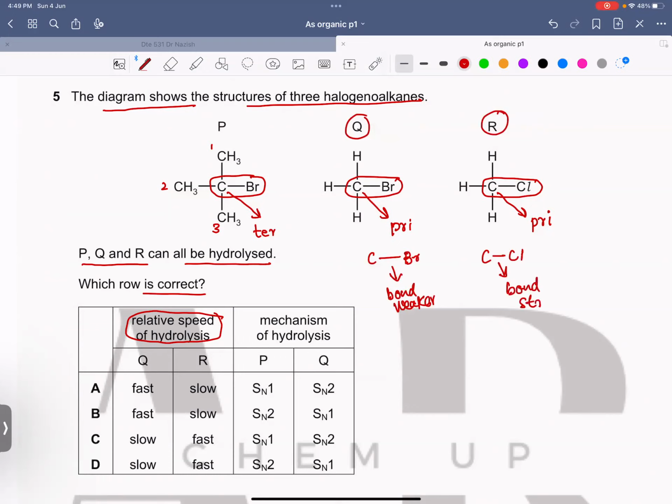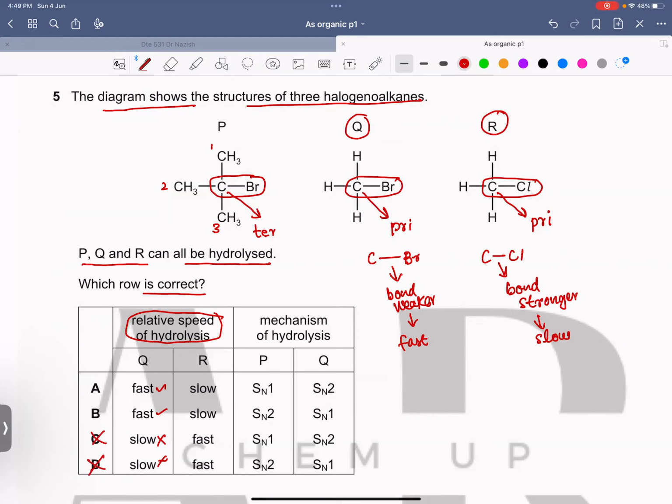If the bond is stronger, then it would take more time to break down, and this one would take less time to break down. So this would occur with a faster rate and this would occur with a slow rate. That makes Q go fast, not slow. That makes C and D wrong. Is this understandable to everyone?